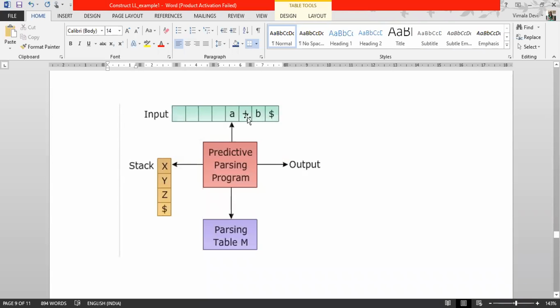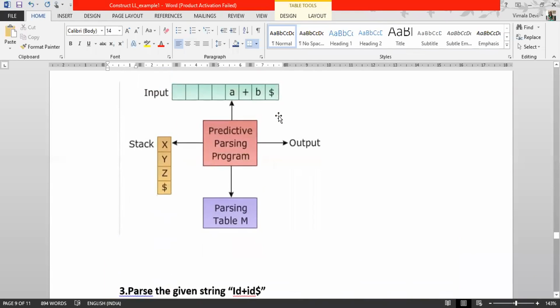In LL1, the first L, what does it indicate? Left to right scan. Of course, the parser is scanning the string from left to right, character by character, and dollar indicates the end of the string. The second L stands for leftmost derivation, isn't it? So this is the diagram for the LL1 parser. It is similar to a push-down automata. That is why we say the implementation of parsers is nothing but push-down automata. And to recognize the syntax of programming languages, we use context-free grammars.